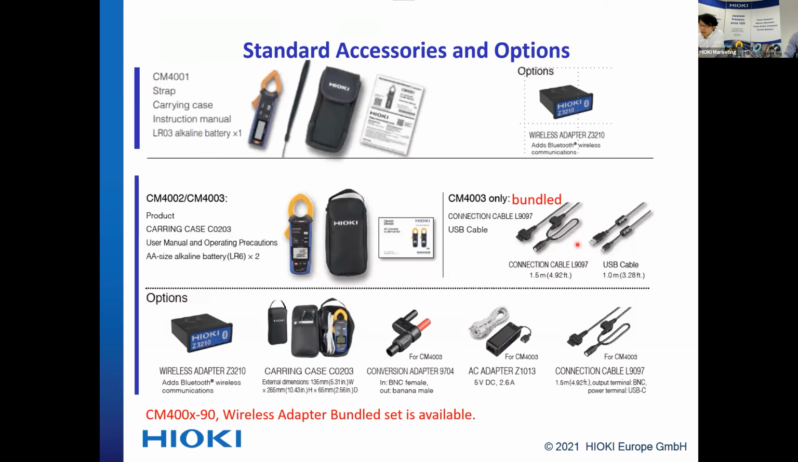But here are the accessories. The CM4003 comes with output ports, but the AC adapter is sold separately. So please pay attention to this point. The wireless adapter is also sold separately. So if the customer wants the Gennect Cross Bluetooth functions, you need to buy this wireless adapter.